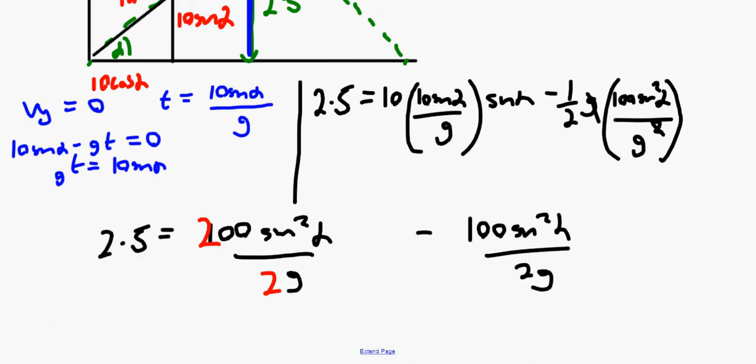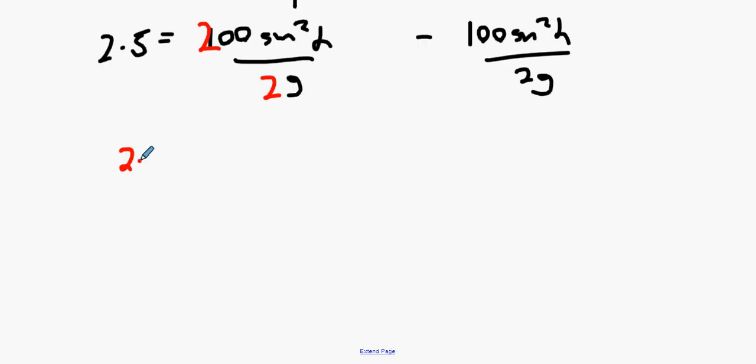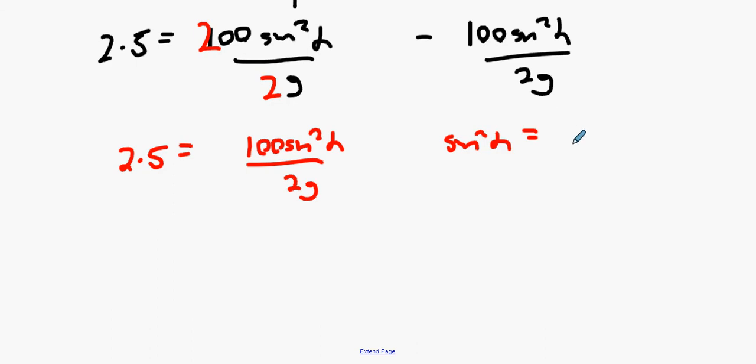And then we're going to get 2.5 equals 100 sin squared alpha over 2g. Isolate sin squared alpha on its own, and we'll get 5g on top, because 2 times 2.5 is 5, over 100. Put in g equals 9.8. What's great about that is it comes out as 49 over 100.